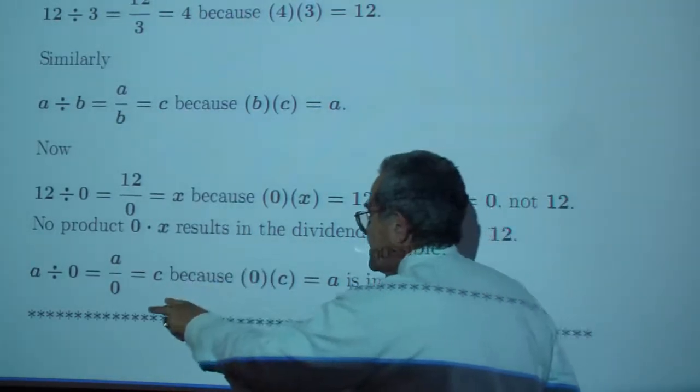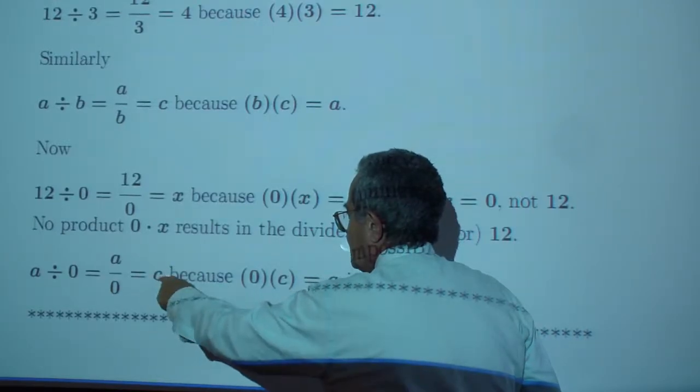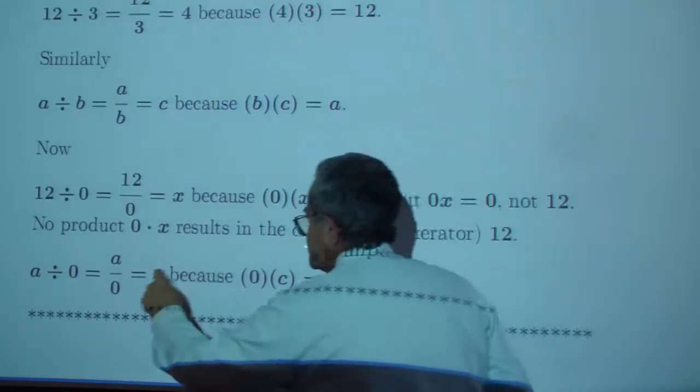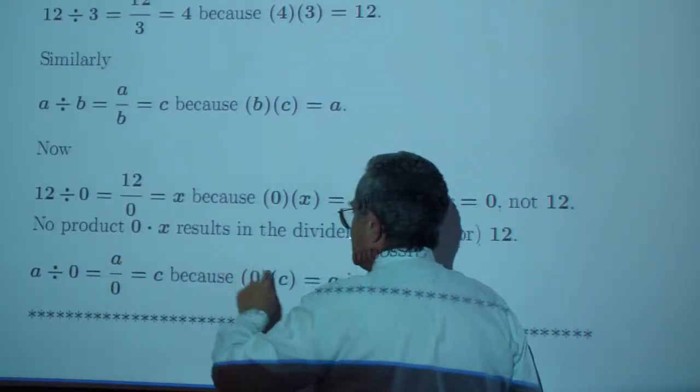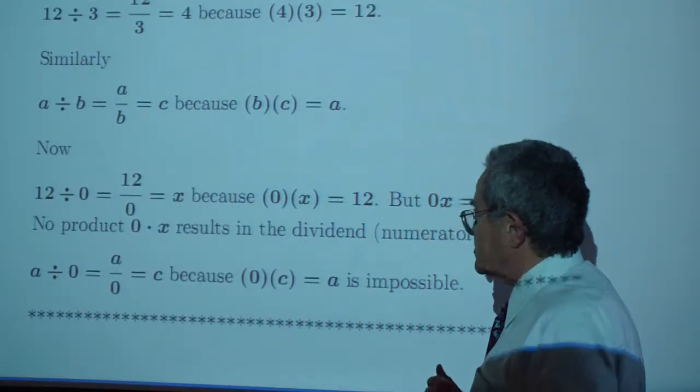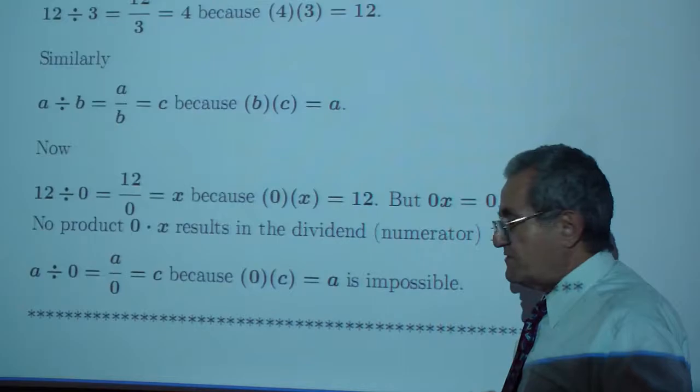So a divided by 0, a over 0, which is c, is impossible because 0 times c is never equal to a, unless a itself is equal to 0. And in that case, we won't even talk about that.